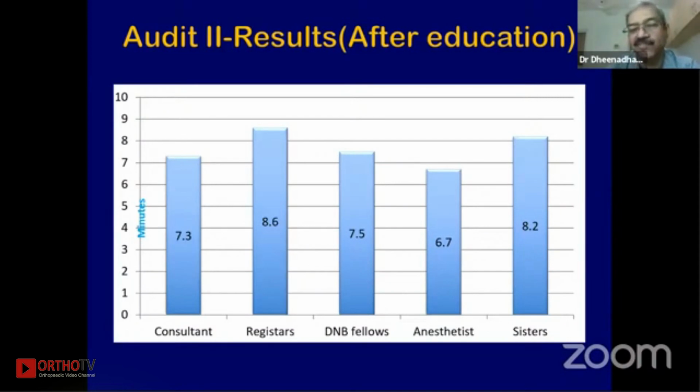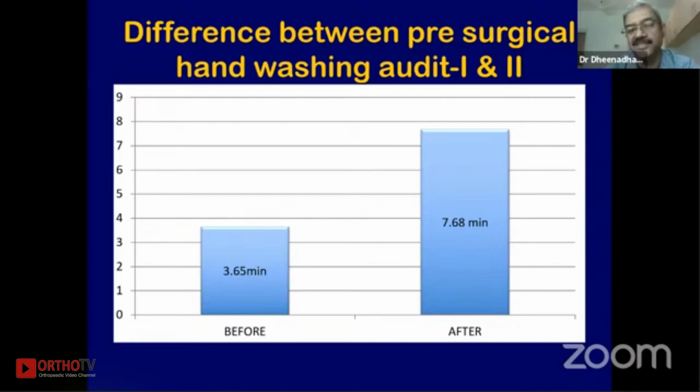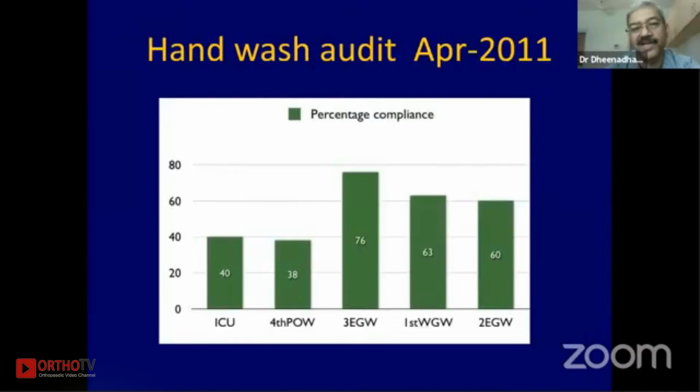So this is the most important: you need to educate them and continuously monitor. If you monitor them, it in fact changes practice. Again, it's a dramatic event. Before, the average if you put everybody together was 3.65 minutes. Now, after the education, it was 7.68 minutes. This itself is dramatic. So if you are monitored, if surveillance is done, and if you are educated enough, then you automatically change your practice.